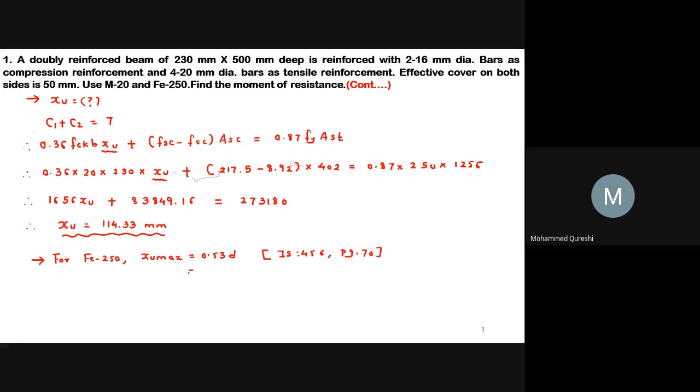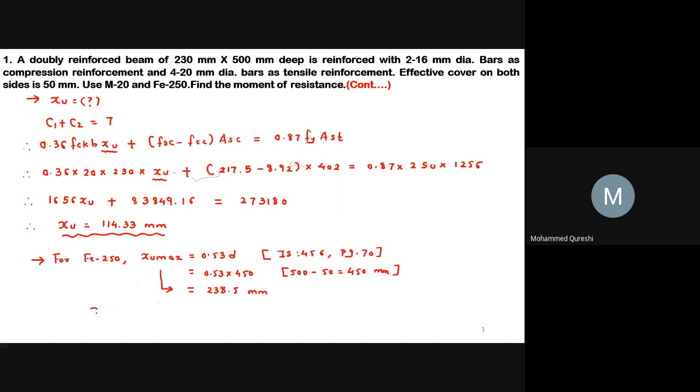So after putting the value of small d, that is effective depth, as 450, as the overall depth is given as 500 mm, so the effective depth will be 500 minus cover, that is 50, which will be equal to 450 mm. So here you will get Xu max equals to 238.5 mm.